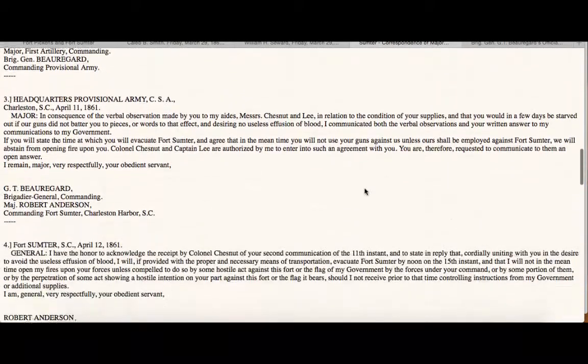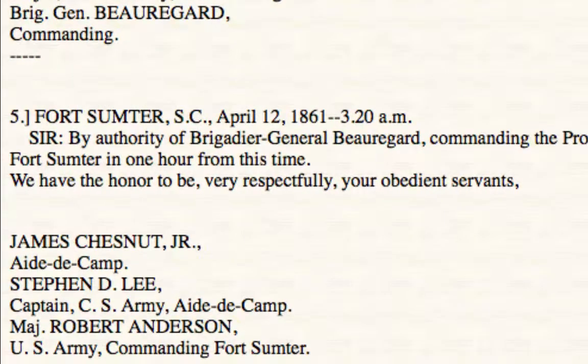They're going to get down here to a point where, at April 12th, 1861 at 3:20 a.m., the men who were under General Beauregard said, "We have the honor to notify you that he will open the fire of his batteries on Fort Sumter in 1 hour from this time." One thing you might point out to your students and have them notice is the respect and the civility that even took place in a time of war. I mean, here we have the honor to notify you. We have the honor to be very respectfully your obedient servants.